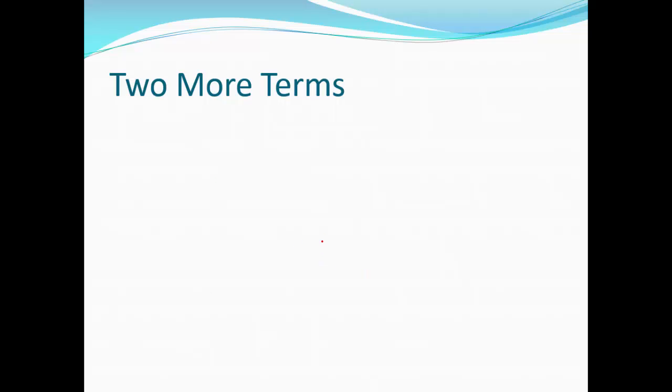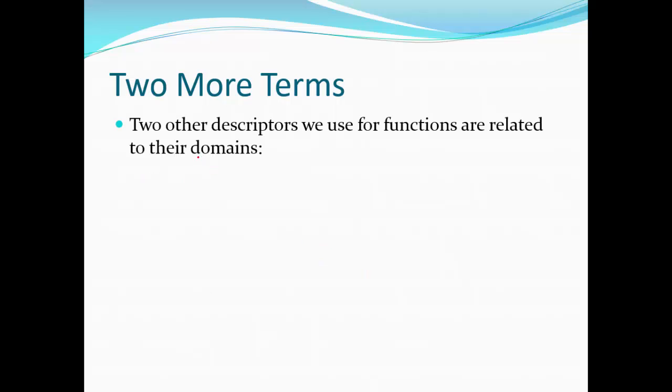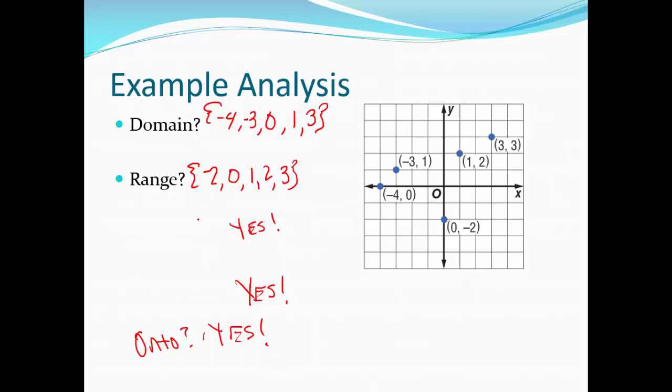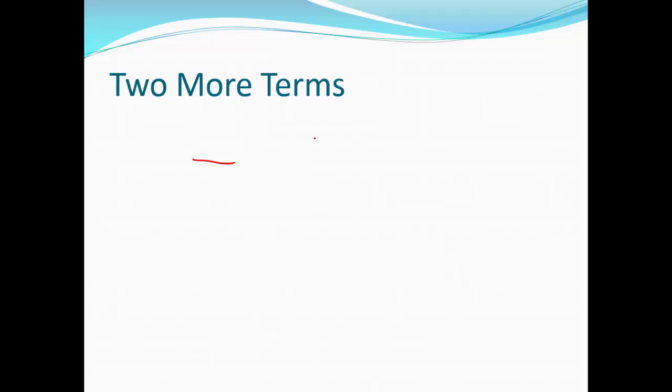Okay, so 2 more terms to talk about related to the domains of functions. So we have a discrete function. That's the example that we were just looking at a couple slides back, where the domain is a set of individual points. So I'm going to go back a little quickly here. This is a discrete function because there's only dots on the graph. There's a finite number of points in my domain. 5 of them to be exact for this one.